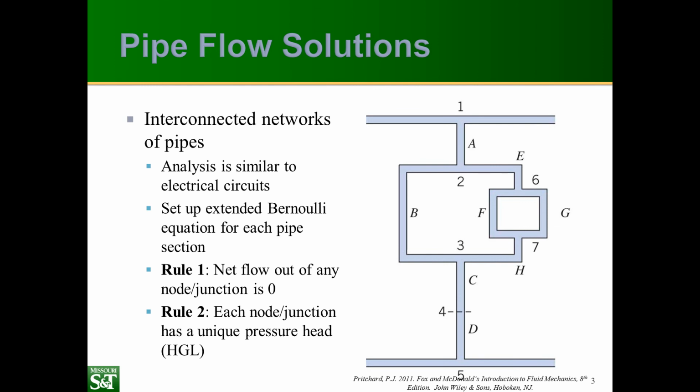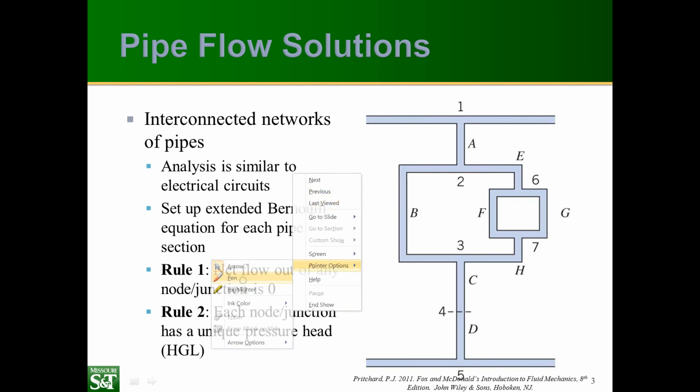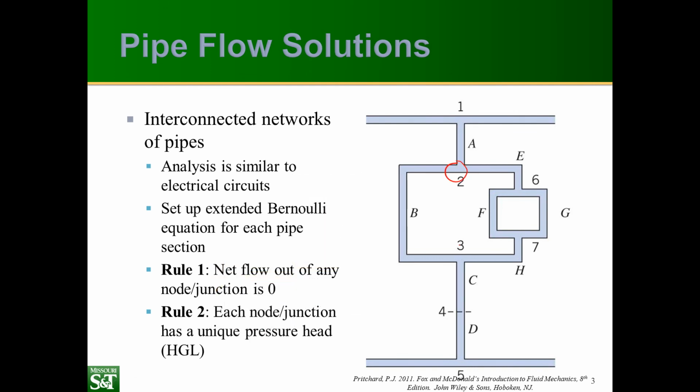So if we take a look, if we have junction 2 and junction 3, the pressure drop in this line is the same as the pressure drop in this network. So the pressure difference between 2 and 3 has to be the same no matter which path you take. And the total flow rate from 1 to 2 has to be the same as the total flow rate from 3 to 4, and the flow rate through this section plus the flow rate through this section has to equal that total flow rate.